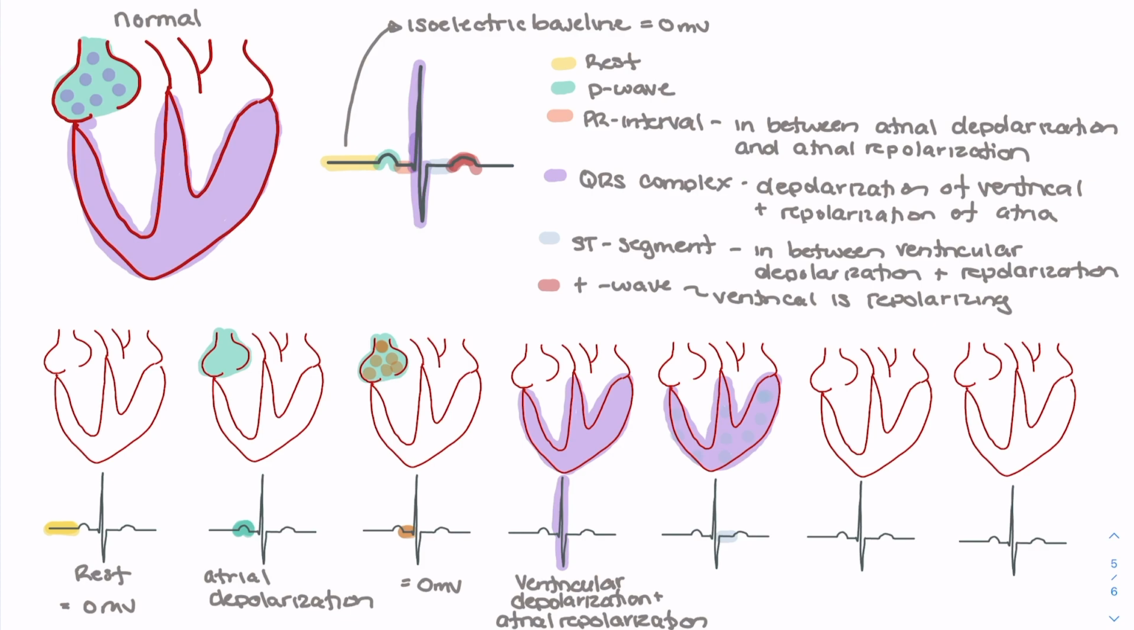So if that's the case, if we're not depolarizing the ventricle and we're in that period in between where we're waiting for repolarization, we see a net movement of 0 millivolts. And that's why we go back to that isoelectric line.